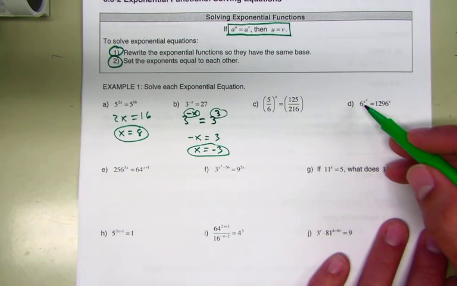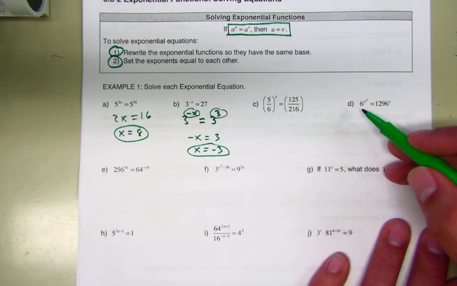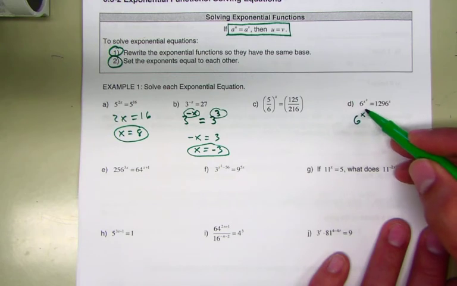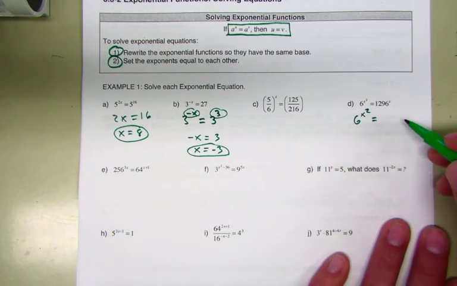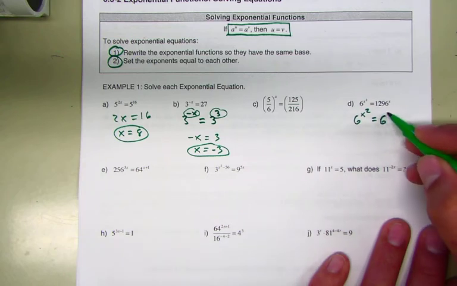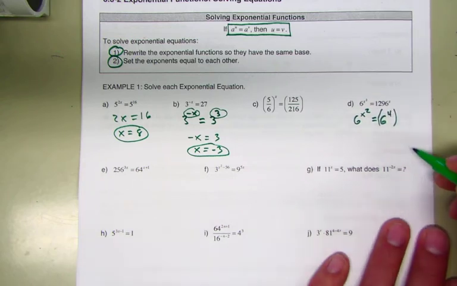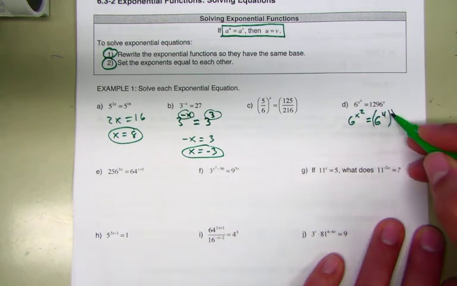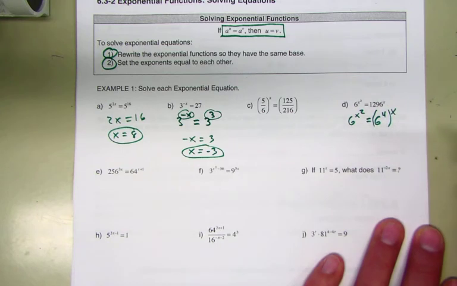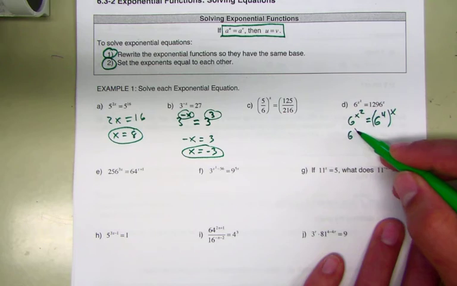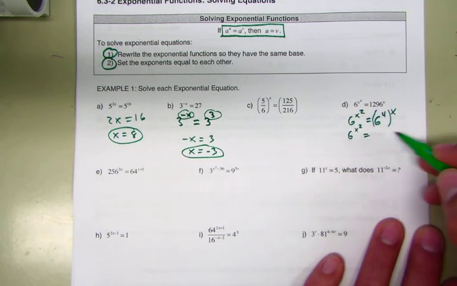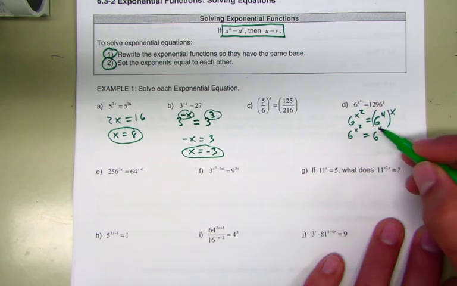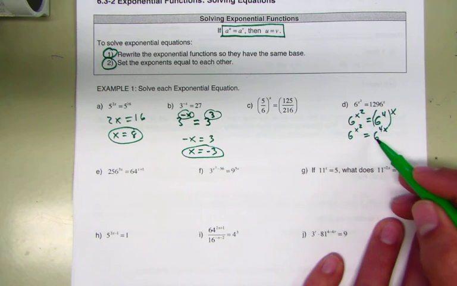Okay? 6, you can't really make that into a different base. Okay? 1296, however, you can. Is it 6 to the 4th? Okay, so 6 to the 4th is the same as 1296. So the 1296 gets rewritten as 6 to the 4, but you still got to have that little x on the outside. Does that make sense? So on the left we have 6 to the x squared. On the right, what do you do with these exponents once they're written like this? You multiply them. So now we get 6 to the x squared equals 6 to the 4x.